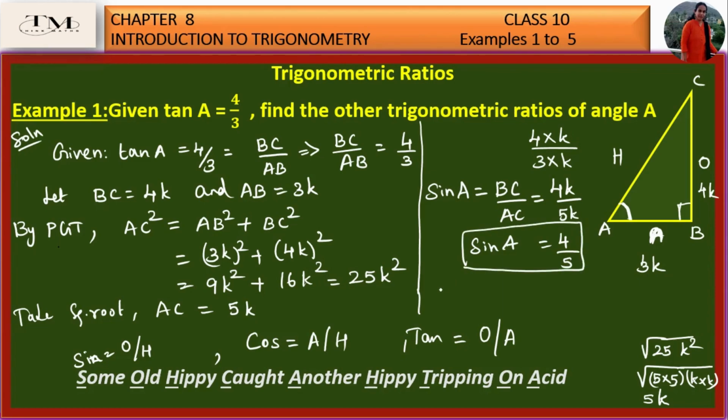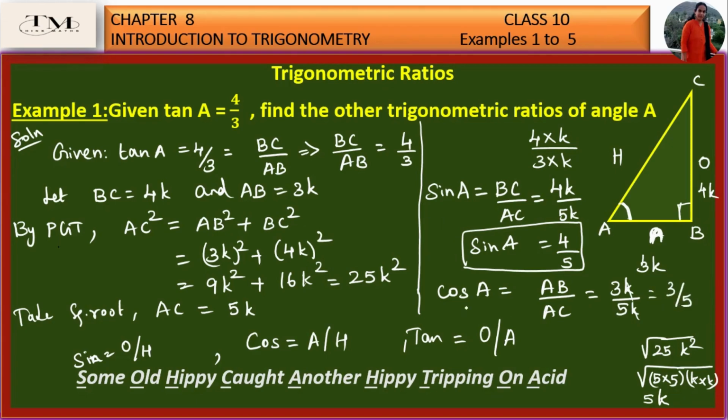Next we have to find out cos A. So cos is nothing but adjacent by hypotenuse. So adjacent side is AB divided by hypotenuse AC. So what is AB? AB is 3K. So 3K divided by AC. What is AC? AC is 5K. So K gets cancelled. So the answer is 3 by 5.